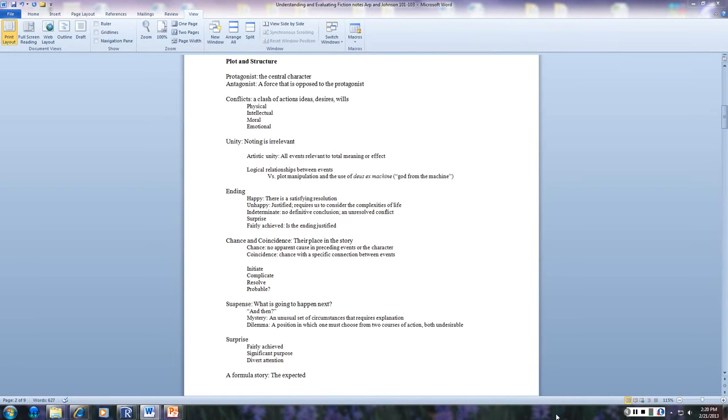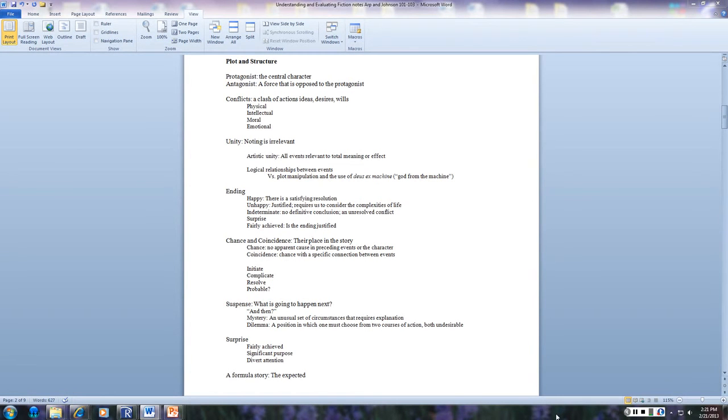The text refers to the protagonist as a central character. The antagonist is any force that is opposed to the protagonist. There may be more than one protagonist in a story. We need to consider the conflicts, which is any clash of ideas or actions, desires or wills. Those conflicts may be physical, intellectual, moral, or emotional.